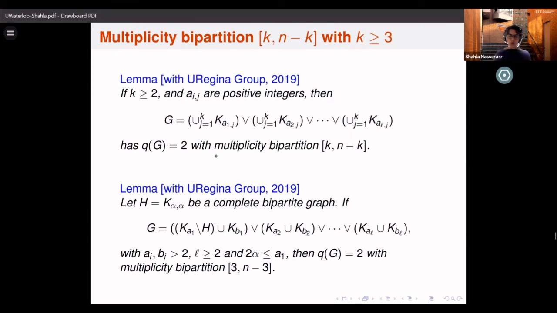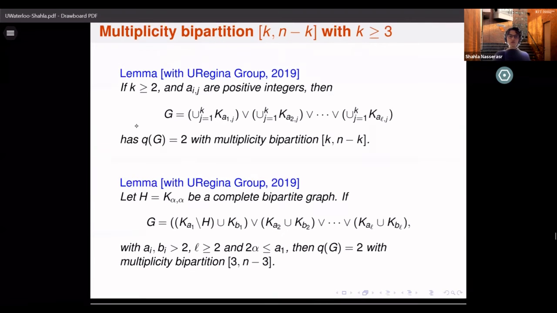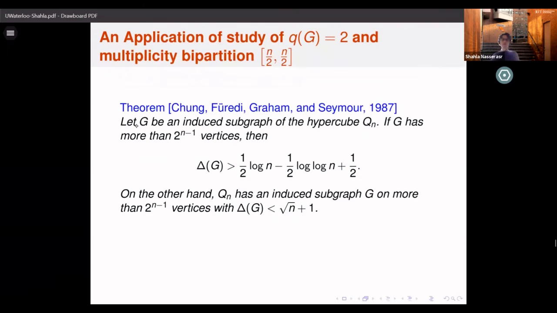However, that's not a characterization because we can show that if we take one of those complete graphs in the previous graph and take a matching out of that complete graph, then q is still 2, with the multiplicity bipartition of 3 and m minus 3, and it's not any of the graphs in this lemma. So we do have families of graphs with k and m minus k, but we don't have a characterization for them. So that problem is still open, basically. So that's really all I wanted to say about the q.